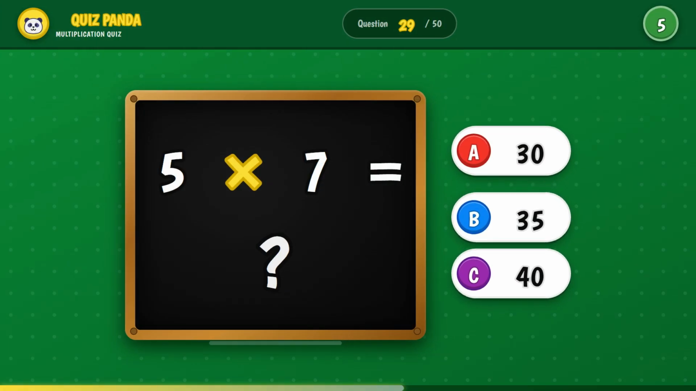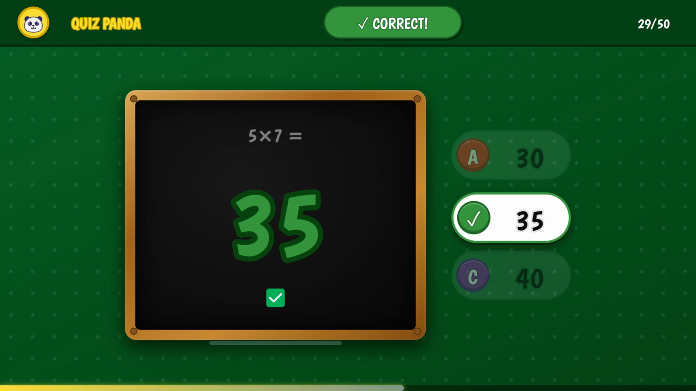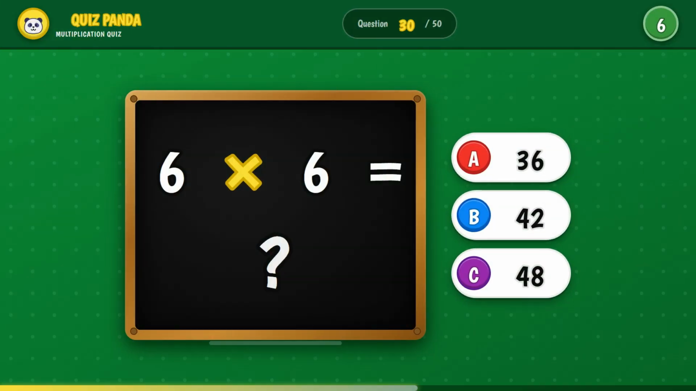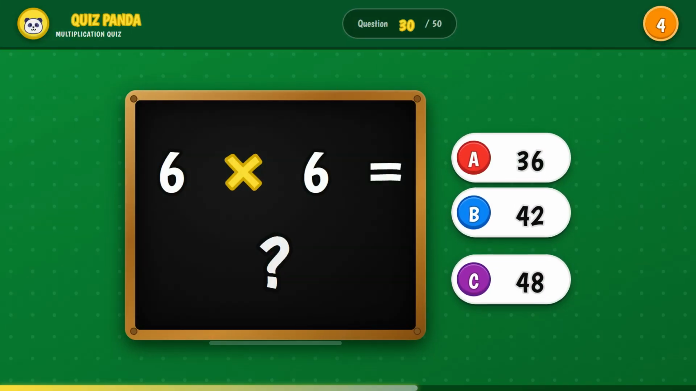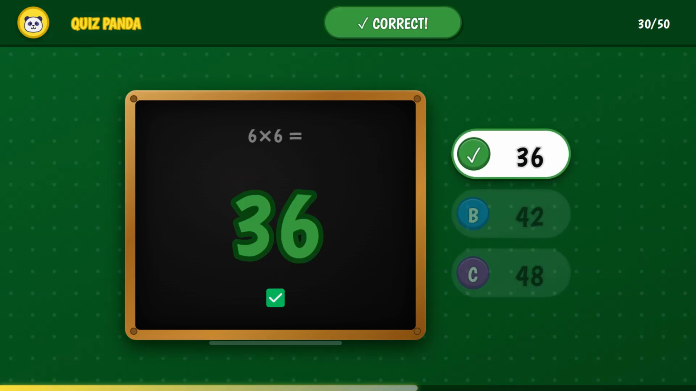Question 29. What is 5 times 7? The correct answer is B, 35. Question 30. What is 6 times 6? The correct answer is A, 36.